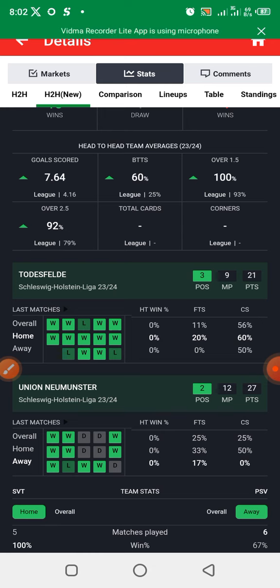Check the over 2.5 percentage. It must give you at least 70% or 75% and above. So that's all for this particular game.